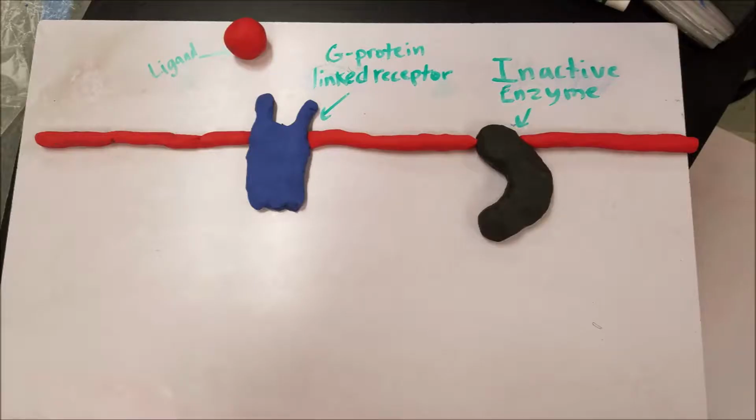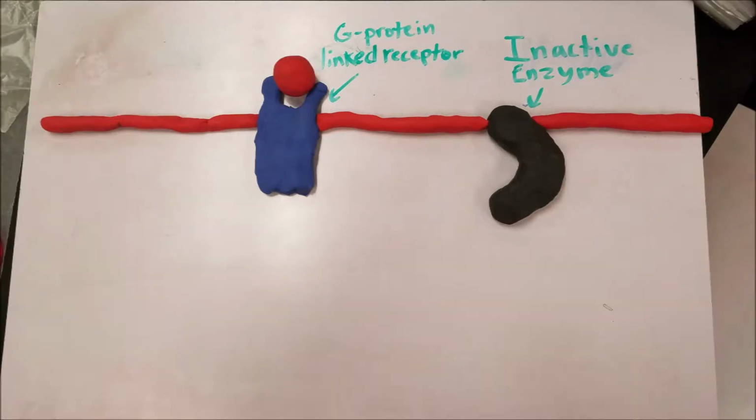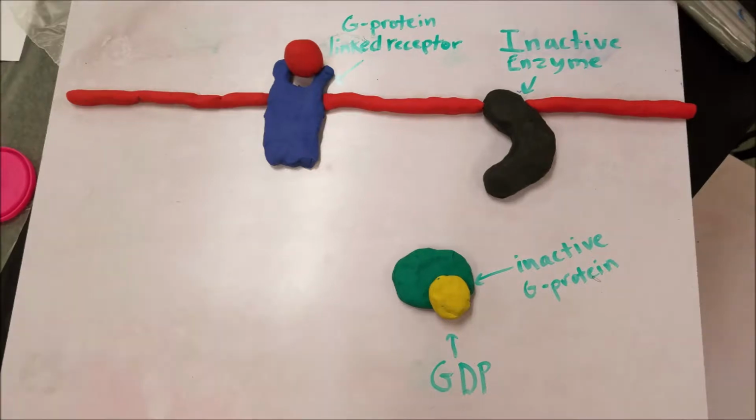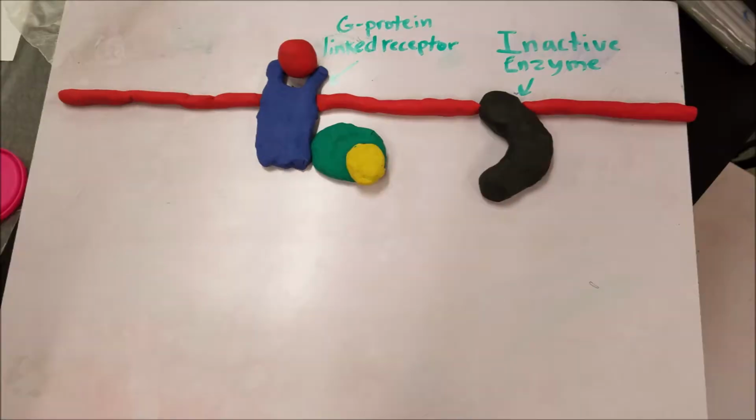There is a G protein linked receptor and an inactive enzyme. They both are transmembrane proteins, meaning they are found on both sides of the cell membrane. A ligand or a signal protein heads toward the receptor to bind to it. After the signal protein binds with the receptor, a G protein with GDP attached to it attaches to the receptor.